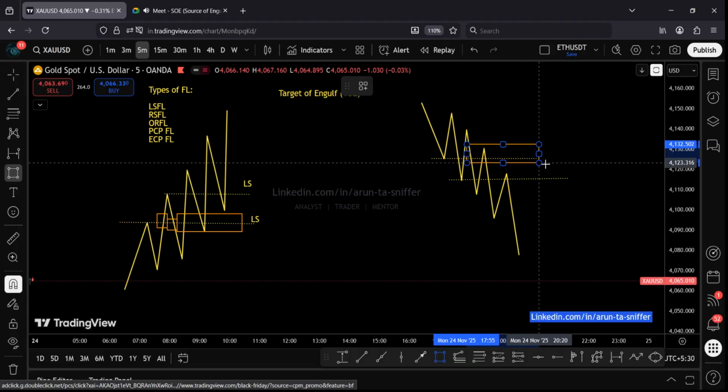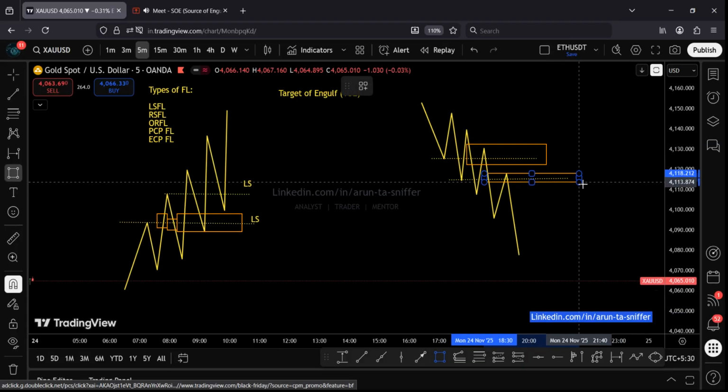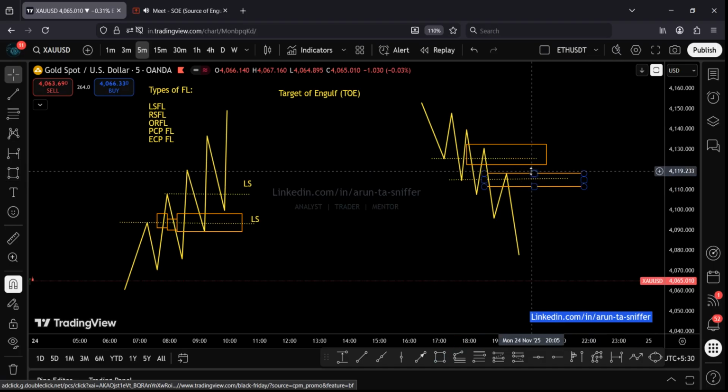So entry will be here. Our target will be here. Target and entry may be the same as that.